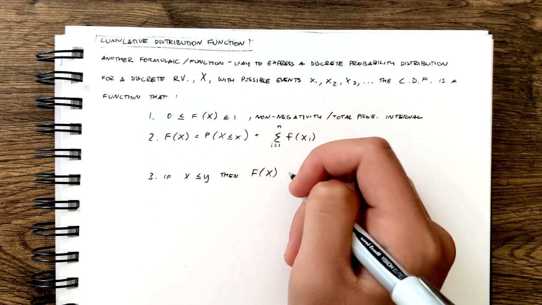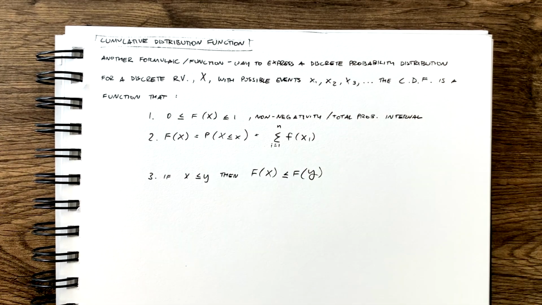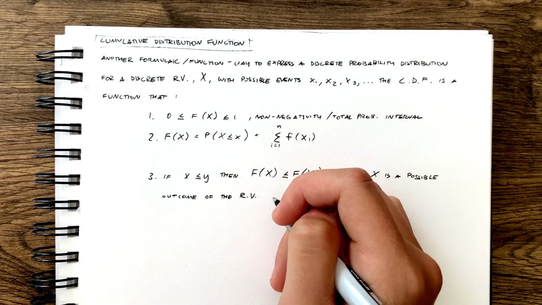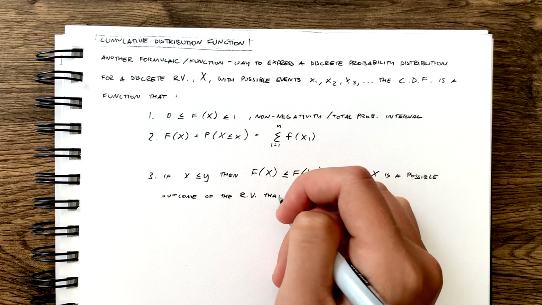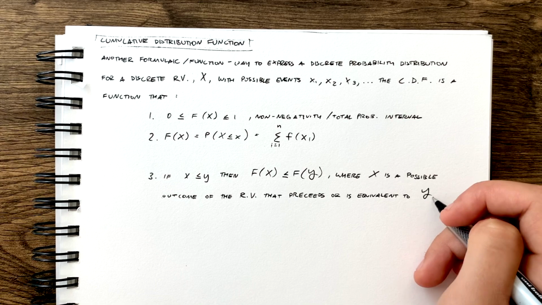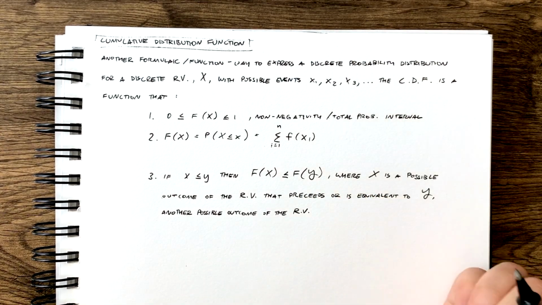And thirdly, we can say that if we have two values x and y, if x is less than or equal to y, then our CDF function F of x is less than or equal to F of y, where x is a possible outcome of the random variable that precedes or is equivalent to y, where y is another possible outcome of the random variable.